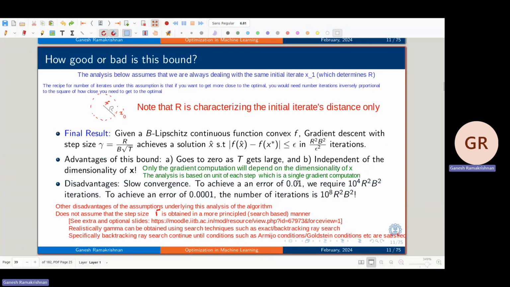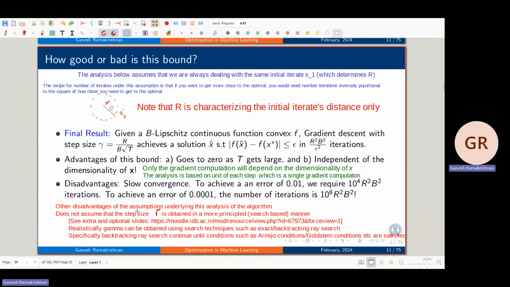To achieve an error of 0.001, we need 10 raised to 4 R square B square iterations. And if you want 0.0001, 10 raised to 8 iterations. So every time I add one decimal point, I need a squared number of iterations.